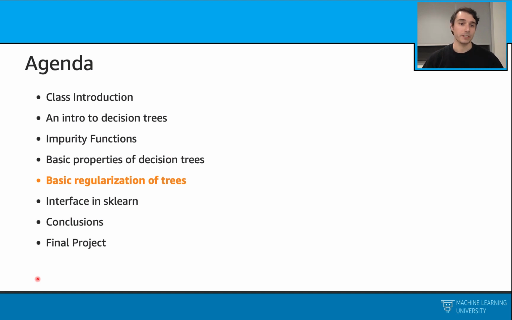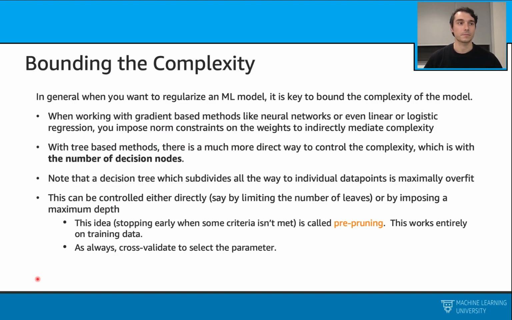Let's talk about basic regularization of trees. In general, when we want to regularize a machine learning model, we want to control the complexity of that model. For example, for gradient-based methods like neural networks or even linear or logistic regression models, we impose some norm constraints on the weights. These types of measures are considered indirect approaches.